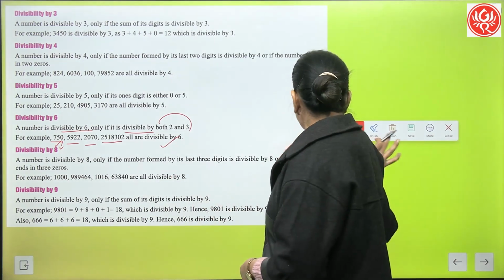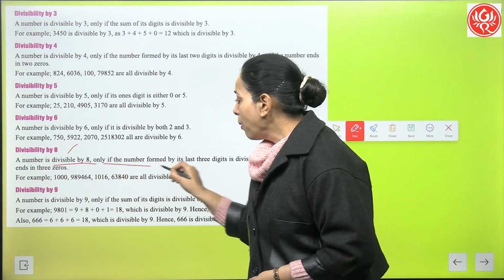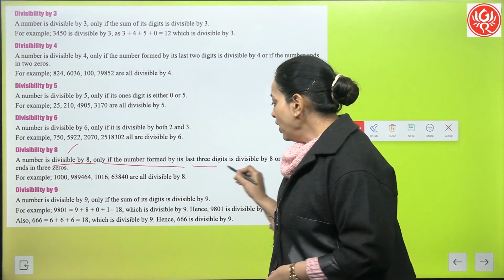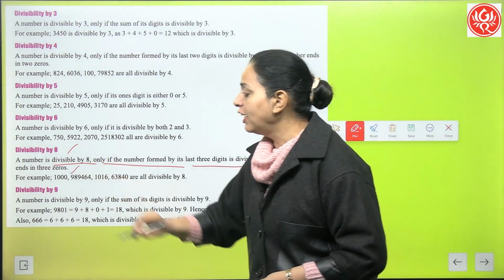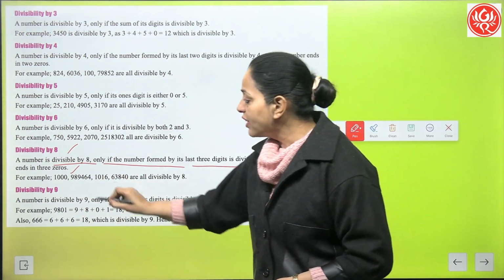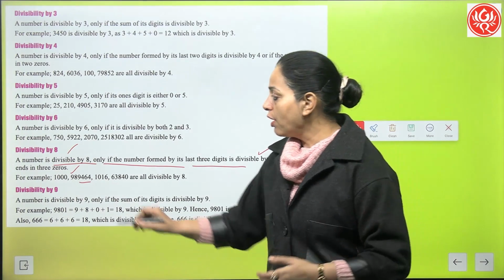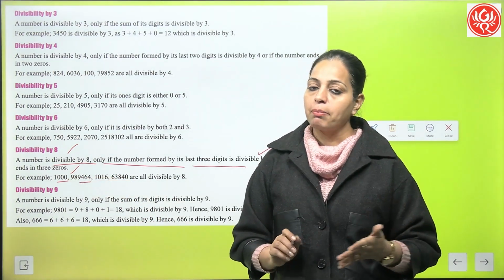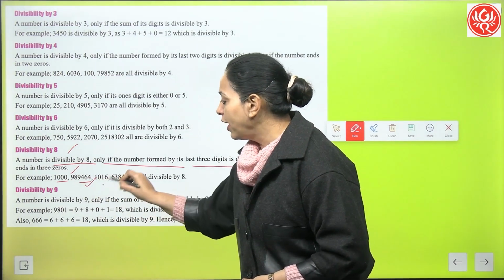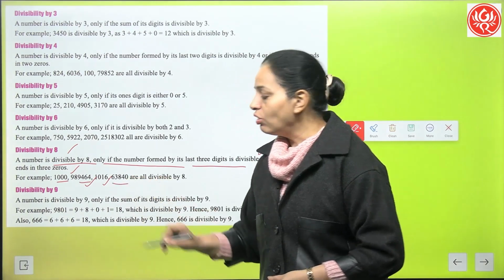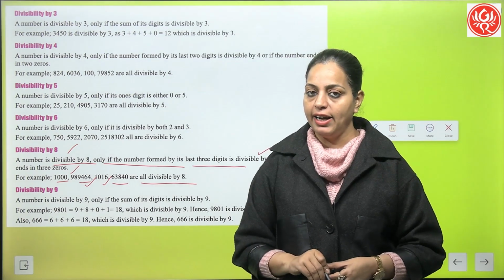Okay. Now the next is divisibility by 8. A number is divisible by 8 if the number formed by its last 3 digits is divisible by 8, or if the number ends in 3 zeros. अगर लास्ट के 3 डिजिट से जो नंबर बना है वो 8 से डिविजिबल है, या फिर लास्ट में 3 zeros है, then that number is divisible by 8. For example, 1000, this number like 1016, then 63,840, these all are divisible by 8, right?